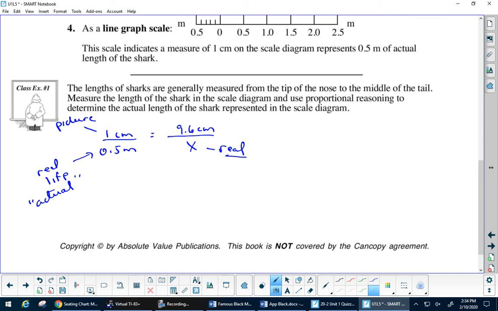Now, who can tell me how to solve this? We've done a few of these already. What would you put into your calculator? I don't want the answer. How would I do it? Yeah?